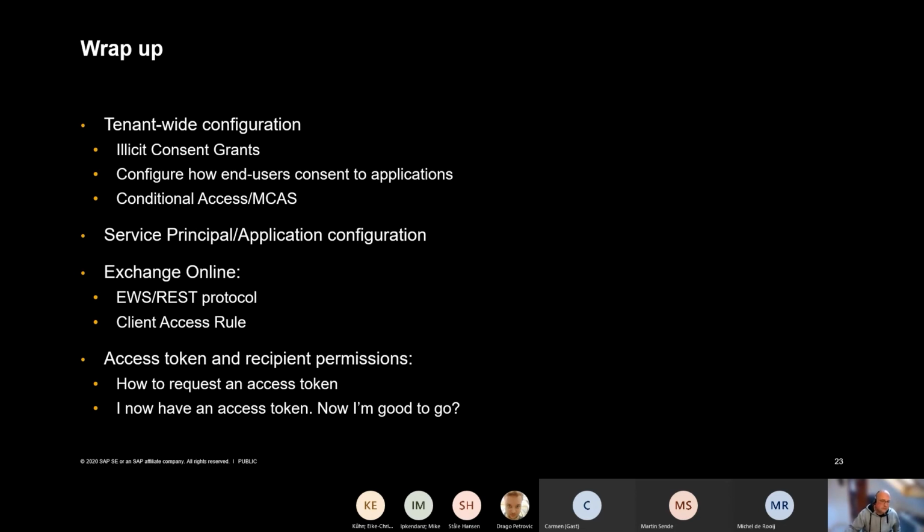Just a short wrap up. What you just heard here about the illicit consent, the configuration for the end user, how they can consent to the application. We have conditional access and MCAS, service principal application, and then also from Exchange Online, EWS and REST protocols. Do you have at the moment any questions so far?